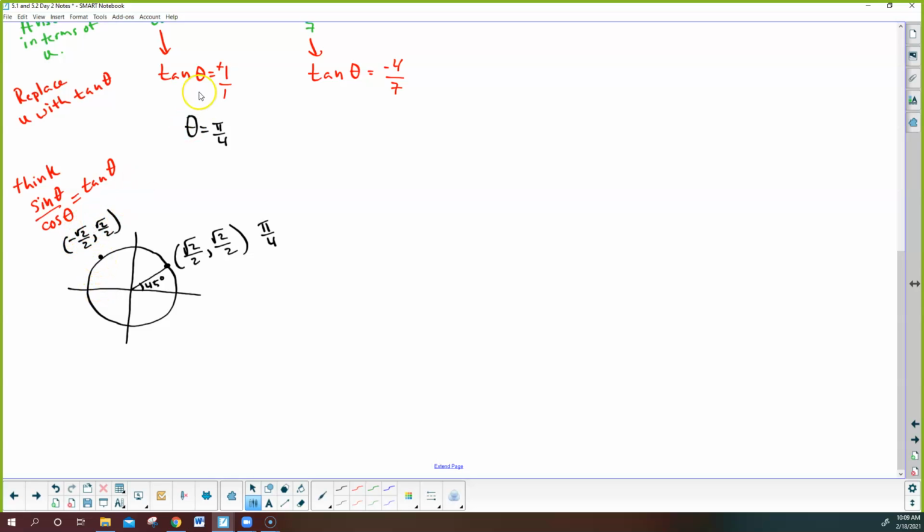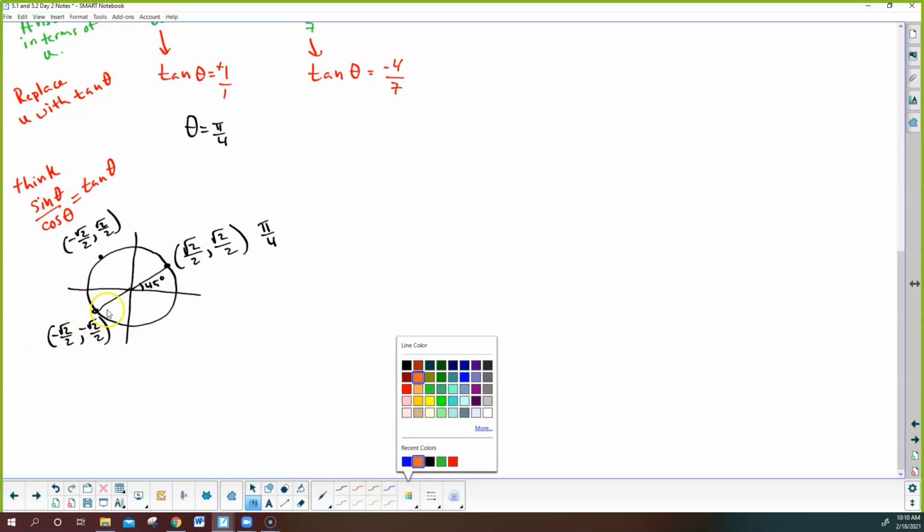But if I divide these, I don't get a positive, I get a negative. So this is not one of my answers because the signs are not identical. So the only other answer would be reflecting it down here. And I would be at the spot negative square root 2 over negative square root 2. So if I did sine over cosine, a negative and a negative would turn into a positive. So then the question is, what is this? We know that this is a 45-degree reference angle, but how do we think about it?